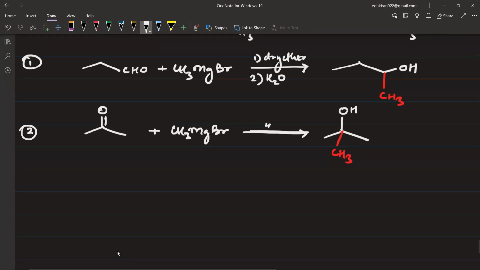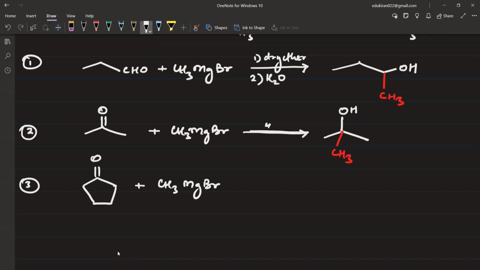Is everyone getting it or not? Please tell me, guys. Tell me yes or no. Can all of you see that? Yes or no? Yes, sir. CH3MgBr. So here also everything will be as it is. The double bond O will convert to OH, and the same carbon atom is going to get CH3 from the Grignard reagent.